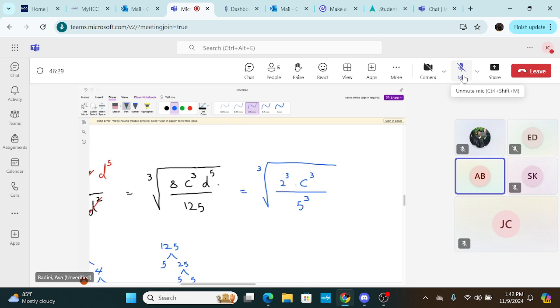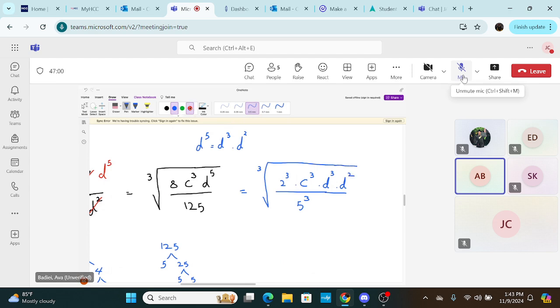Now for your d again, 5 and 3 don't cancel. But if you rewrite this as d to power 3 times d to power 2, then it's going to work out. Again, 3 plus 2 is 5. That's how we know how to write it. So I'm going to write down d to power 3 times d squared.